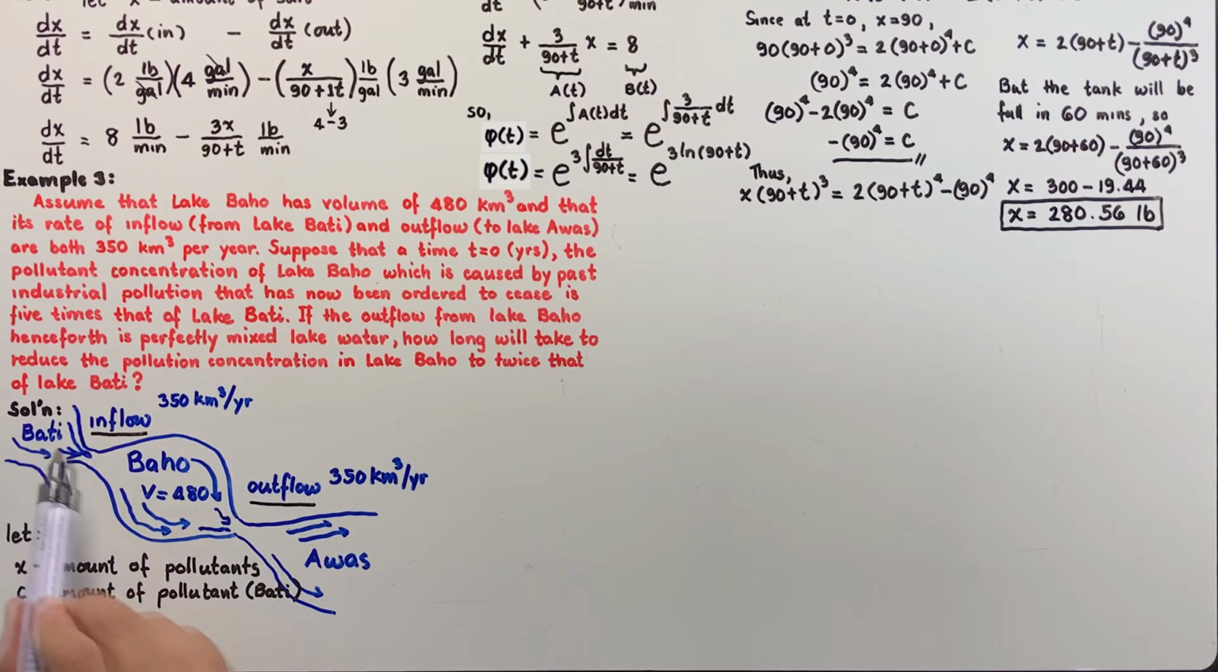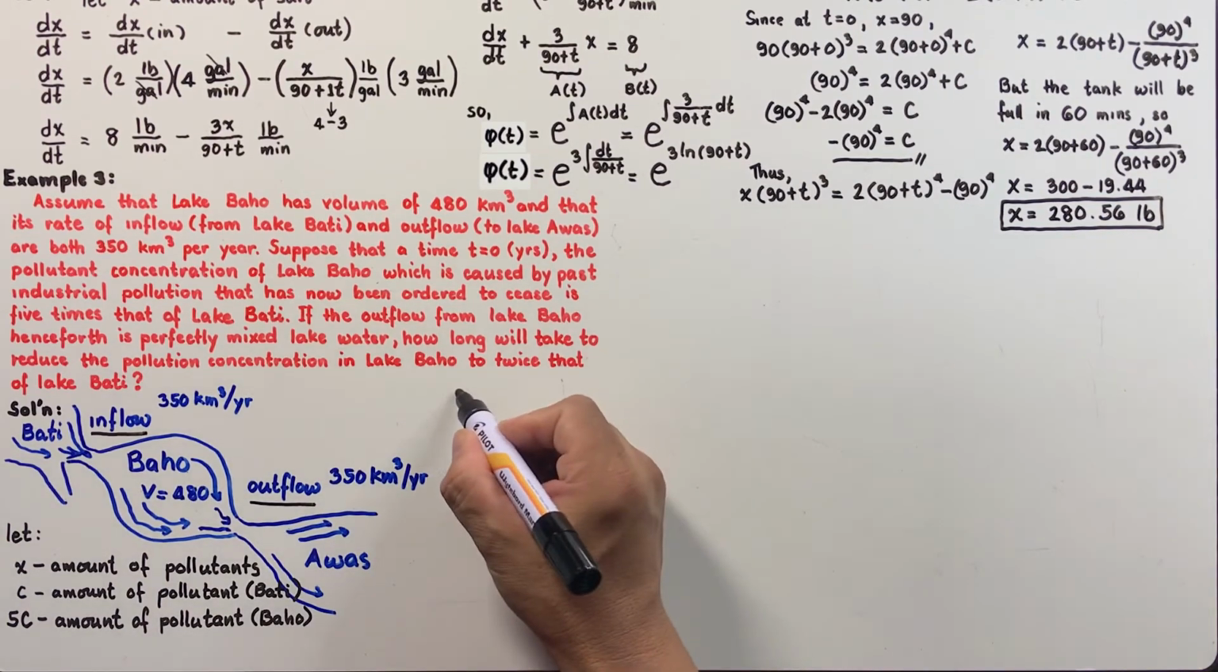Only a relationship is given, that the pollution in Lake Baho is 5 times the pollution in Lake Bati. So to represent the amount of pollutants in Lake Baho, which is 5 times, we represent that one as 5C, so that this will be 5 times as much as Lake Bati. So this is the amount of pollutants in Lake Baho.